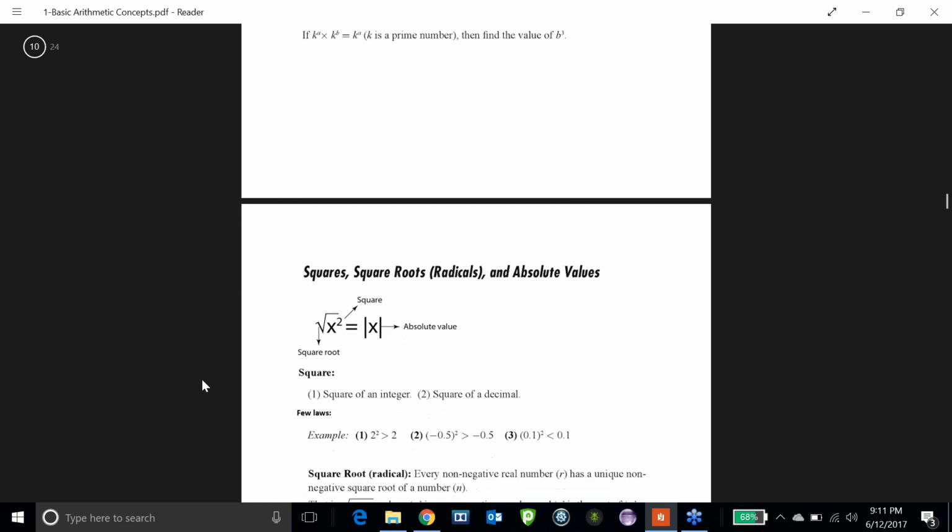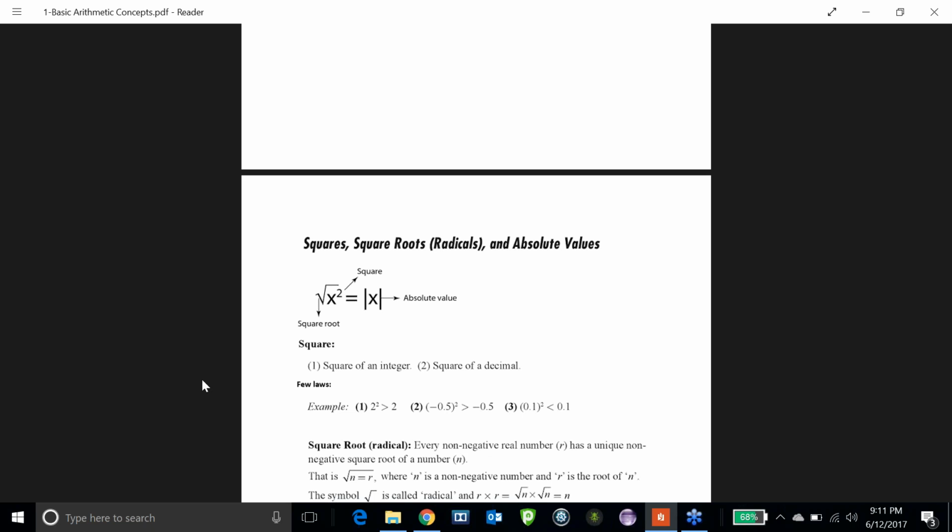Next, coming to the part of squares, square roots and radicals. See, what is square? Whenever there is a number, like for example, let us take 4. Whenever the power is equal to 2, then it is called square, right? So what is 4 square? Nothing but 4 into 4 is equal to 16. And what is 2 square? 2 into 2 is equal to 4.